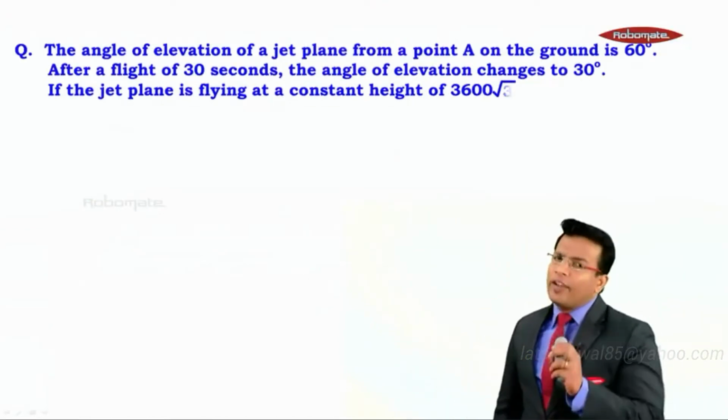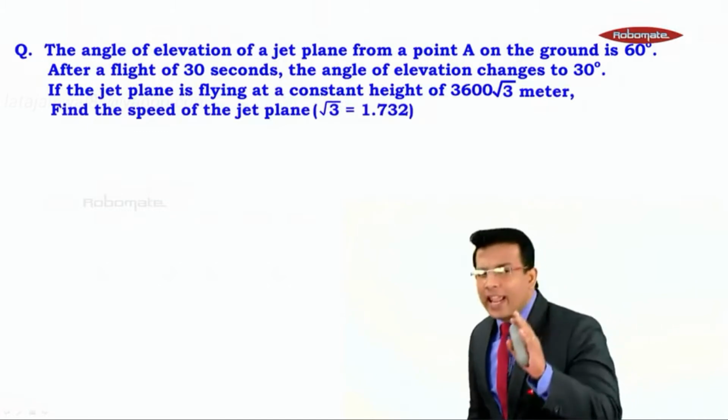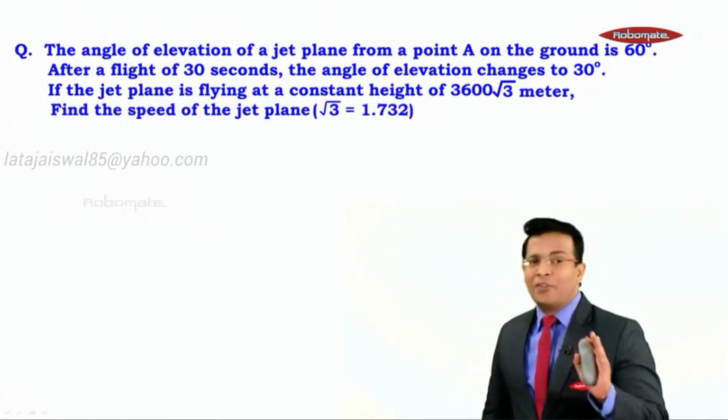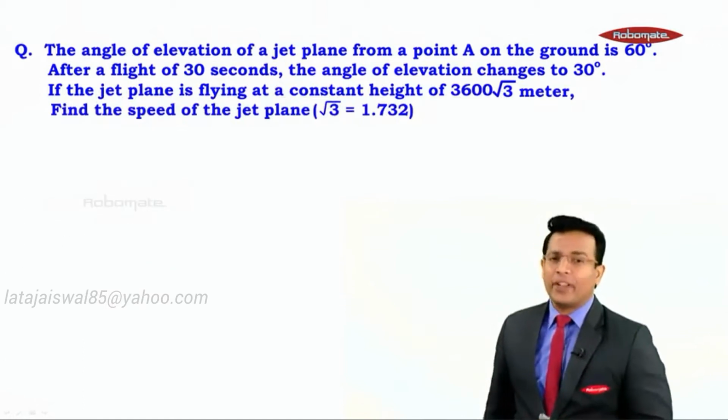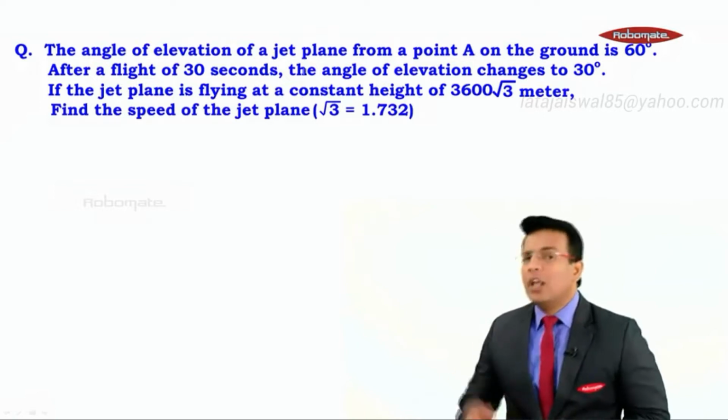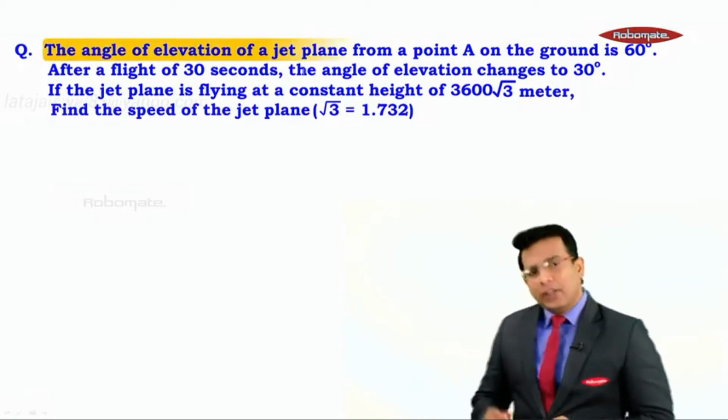Elevation. Let's see the sum now. The sum says that the angle of elevation of a jet plane from a point A on the ground is 60 degree. After a flight of 30 seconds, the angle of elevation changes to 30 degree. If the jet plane is flying at a constant height of 3600 root 3 meter, find the speed of the jet plane. Now let's understand here.